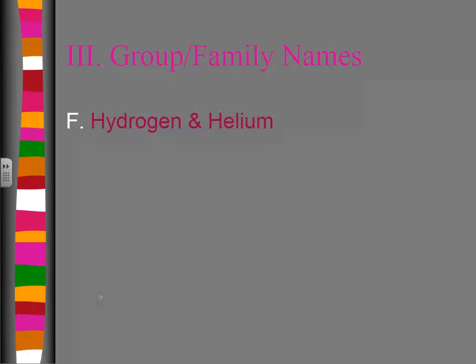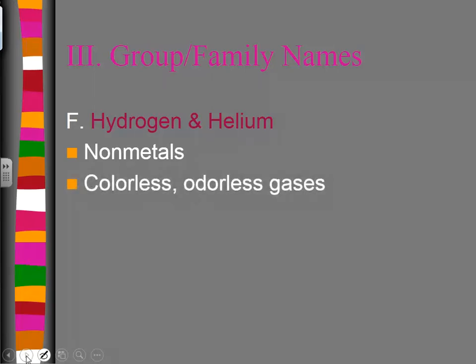Now, the next section here is about some exceptions to the general rule, and they pertain to hydrogen and helium. Both of these are nonmetals, and they are both colorless, odorless gases. The thing that's different about hydrogen is he has no family. He's the only element on the periodic table that does not have a family. As I said earlier, he is grouped with the 1As because he has one valence electron, and that's just where he fits best.